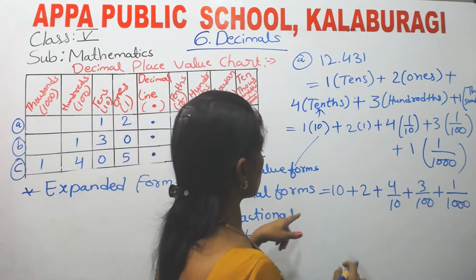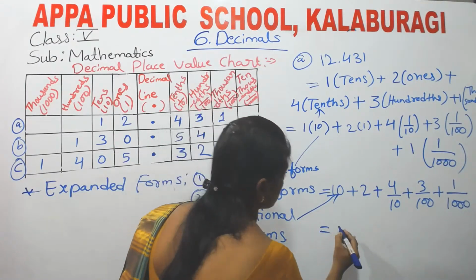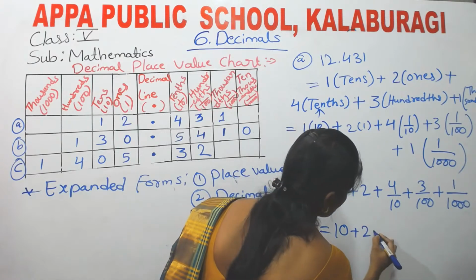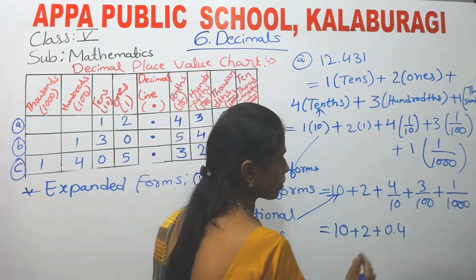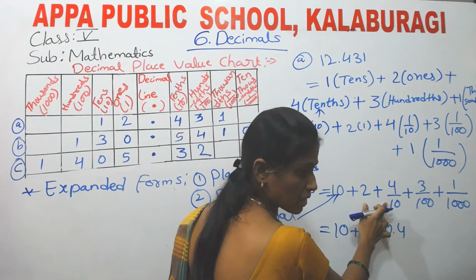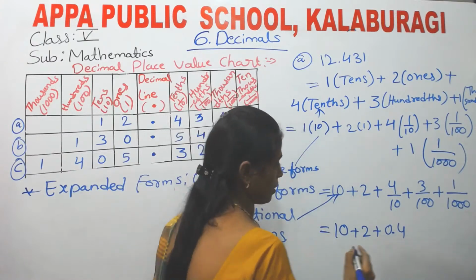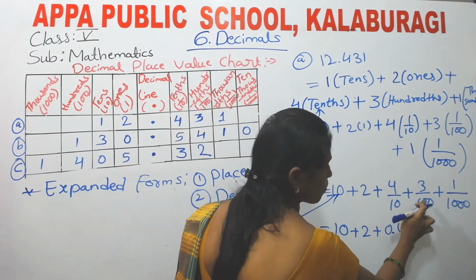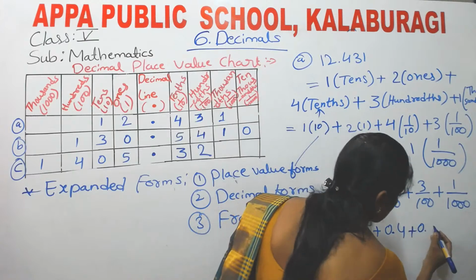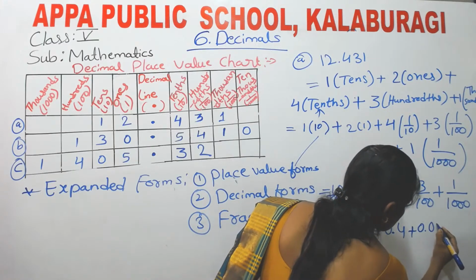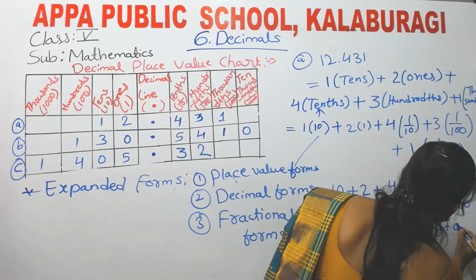After this, decimal form means decimal form. After that, this is fractional form. Decimal form: now I will write 10 plus 2 plus 4 by 10. Write in decimal form 0.4. How 0.4? Here the denominator number is 10. Only one zero is there. That means after the decimal point, only one number. Next, here in the denominator the number is 100. That means 0 point, after that 2 numbers. Here only one number is there, so you put a zero and 3. Next, and here is 0 point.